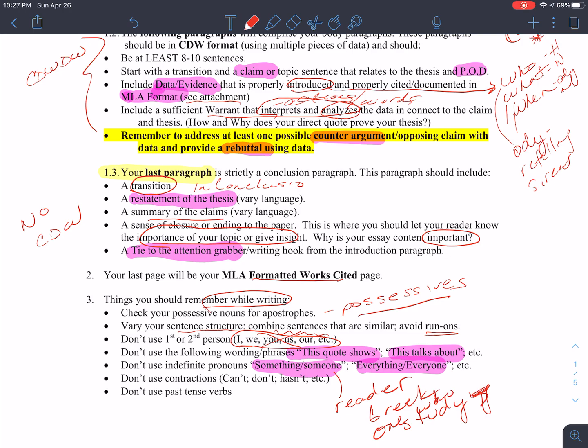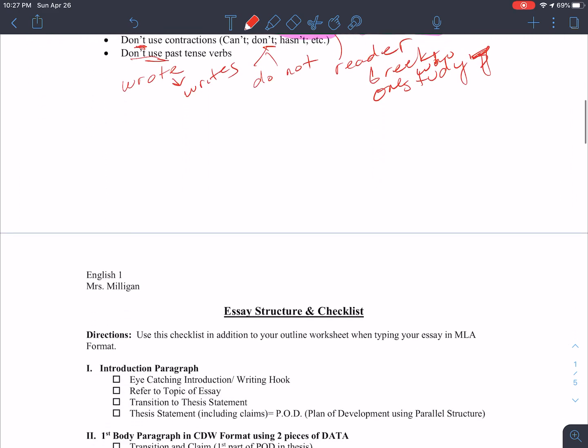Don't use contractions. What a pun there, right? But split them apart, right? Do not instead of don't. And then do not use past tense verbs, right? Take the word like wrote and convert it to the present tense, which is writes, okay? So that's a nice little checklist for you as you go through and develop your rough draft.